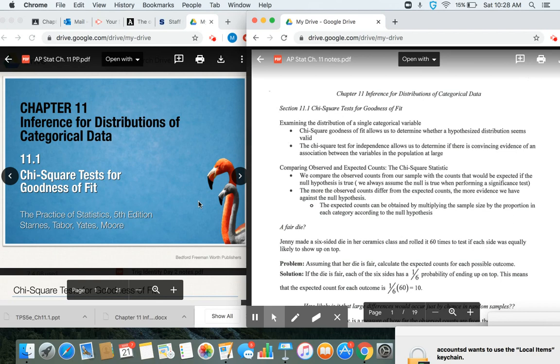So if you notice here, guys, we're in Chapter 11. As I mentioned before we left, Chapter 11 is what we call chi-square tests. Some of you might be familiar with this through AP Bio classes, but we basically will look at three types of chi-square tests. The first one is called a chi-square test for goodness of fit.